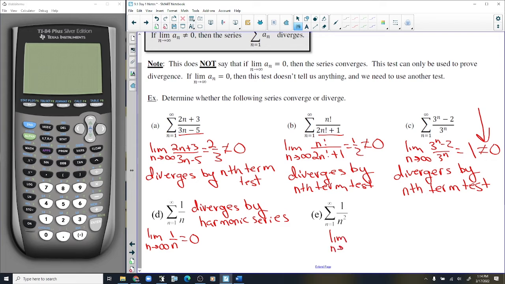Limit as n approaches infinity of 1 over n squared is also equal to 0. So the terms for D are headed to 0. The terms for E are headed to 0. And all that means is they have a chance to converge. What do we know if the power is bigger than 1? Converges, right? So this one is called the P series. We say P is equal to 2, and we say that is greater than 1, so we say converges by P series test.